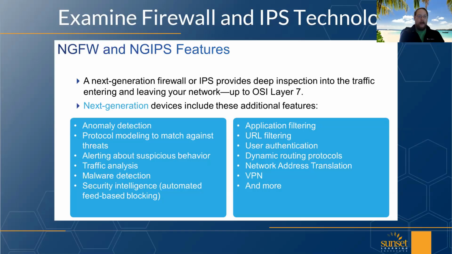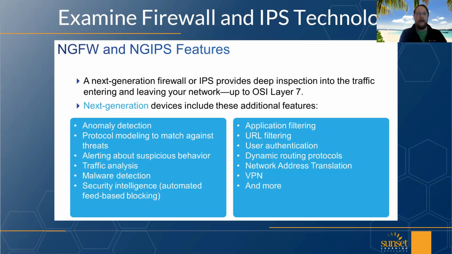Now, the next-gen firewalls or intrusion prevention systems do this deep packet inspection all the way up to layer 7. We already mentioned that. The next-gen devices include additional features. This is the stuff that I really want to get into right here, folks. So, anomaly detection. There are actually two ways that we can do that. We can do that on the firewall side. We can also do that with a Firepower agent on the workstation side.